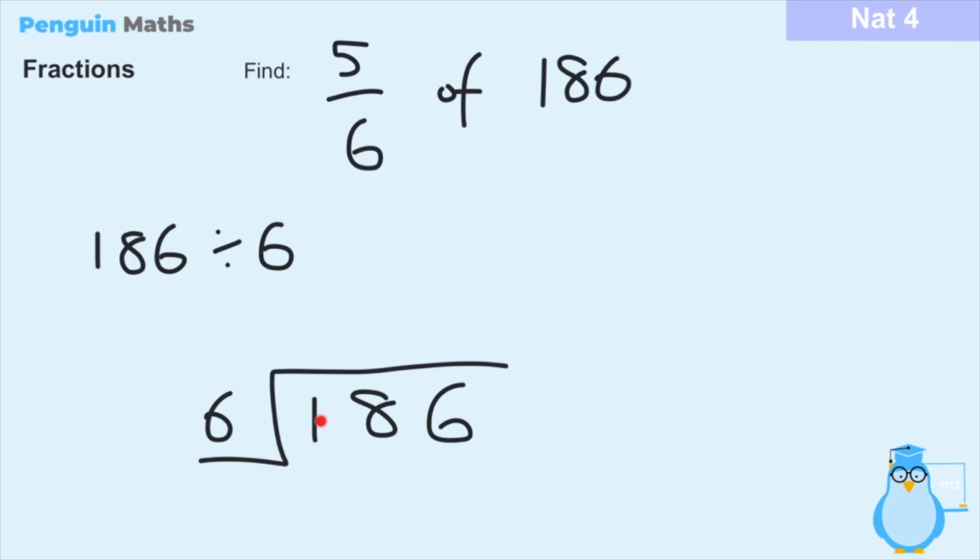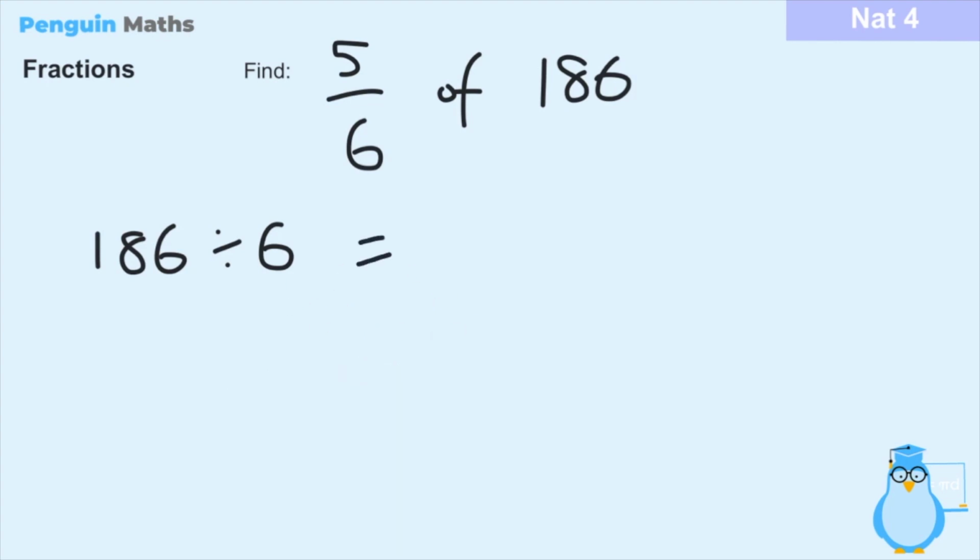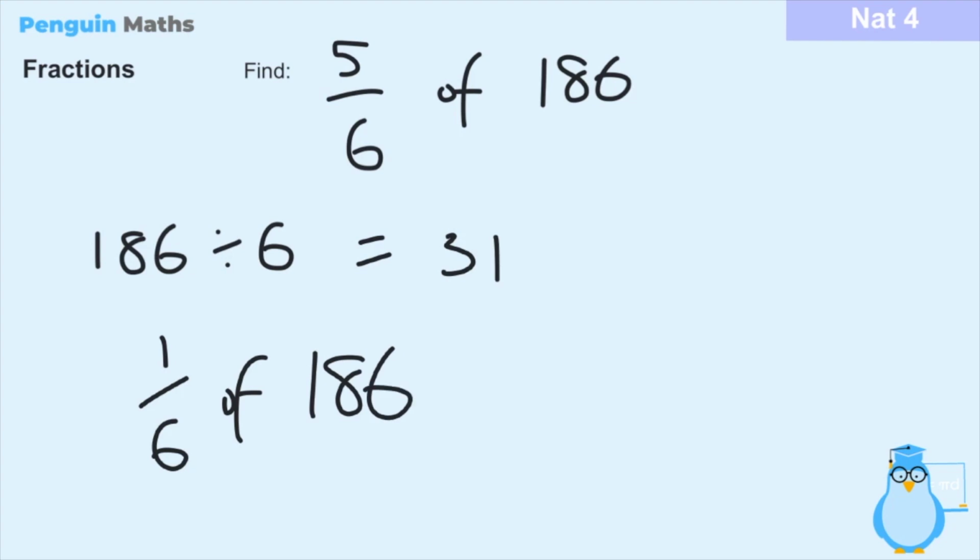So 6 doesn't go into 1, so we can carry the 1 over and say, does 6 go into 18? Yep, because 6 times 3 is 18. And then does 6 go into the 6 at the end? Yep, it goes in once. So that means that 186 divided by 6 gives us an answer of 31. So we can say that 186 divided by 6 is 31, or in other words, 1/6 of 186 is equal to 31. Both of them mean the exact same thing.